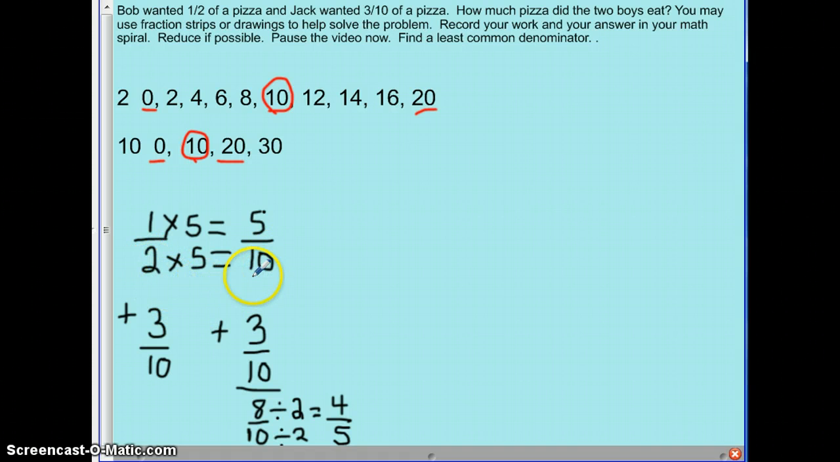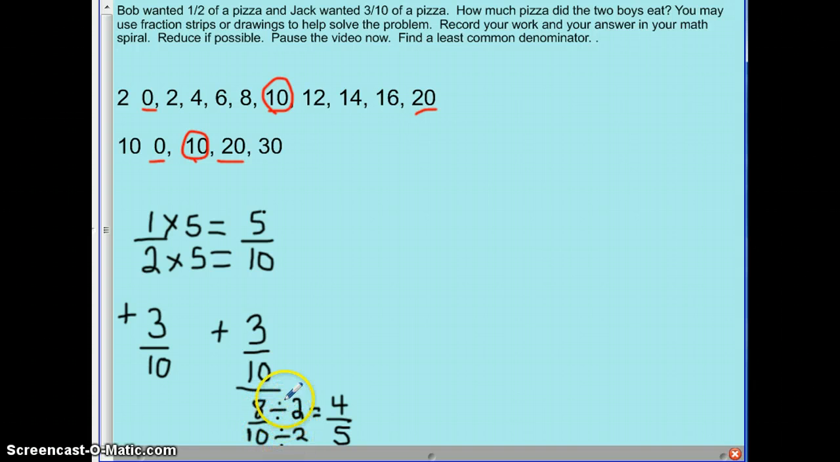I have 1/2, and I put it across from 10, the 2 anyway. 2 times what gives me 10? The answer is 5. So 5 is the number I multiply my denominator by, and the numerator has to be the same, so times 5 on that one. Okay, then I already had 3/10, so I'm going to leave that alone. So now I have 5/10 plus 3/10. That gives me 8/10 because I just add the numerators and I leave the denominator.